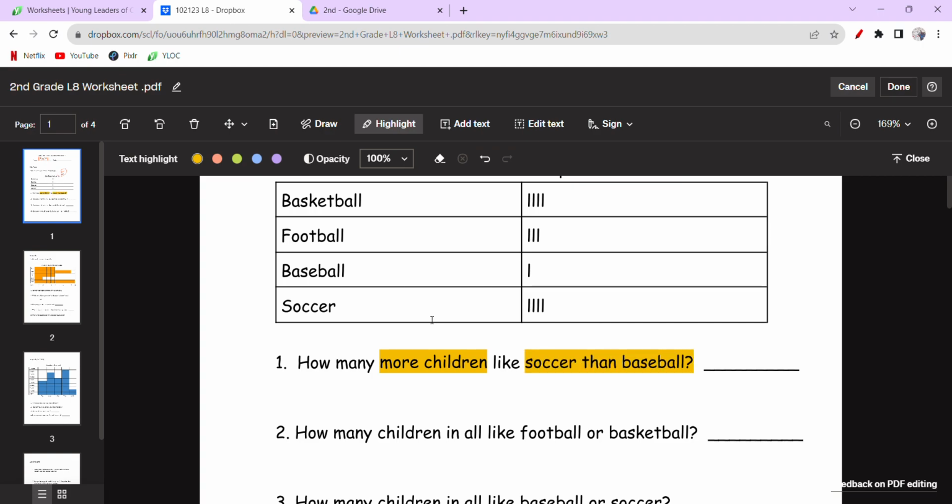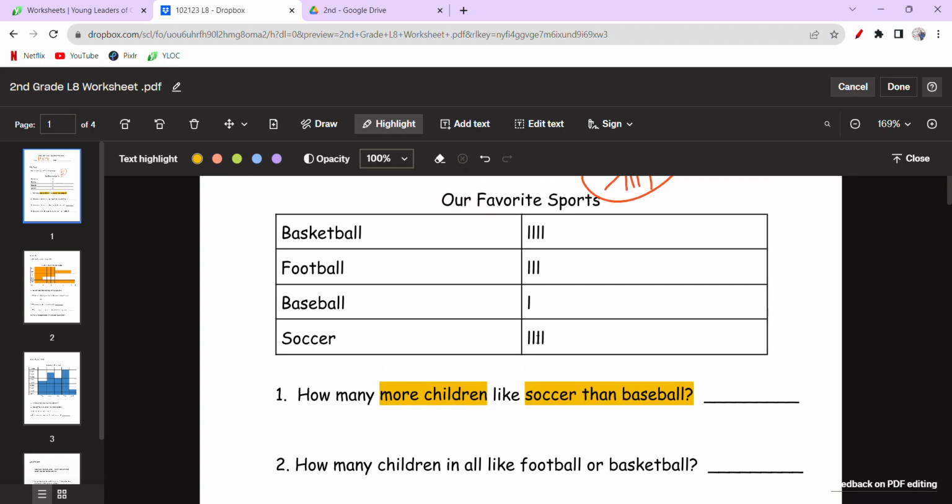So here they're saying that there are more children that like soccer than baseball, right? And if we compare these two, we see that soccer has 4 and baseball has 1. So you just minus, right, to see how many more they have, and that will equal 3.